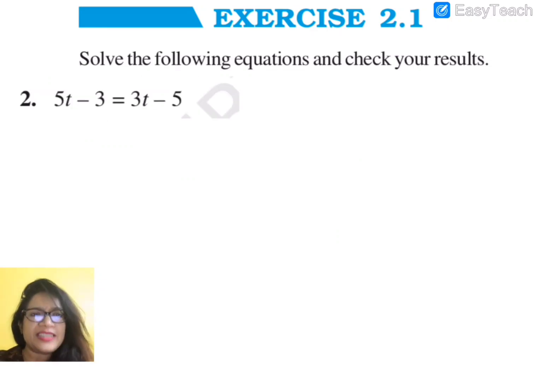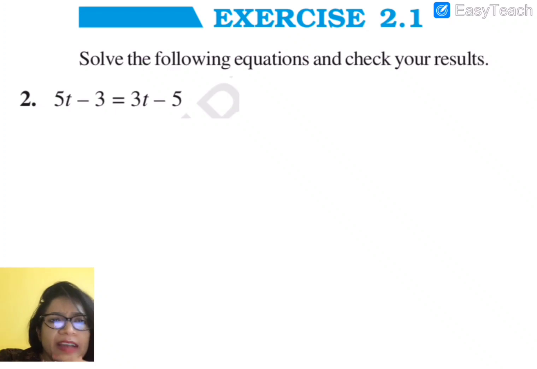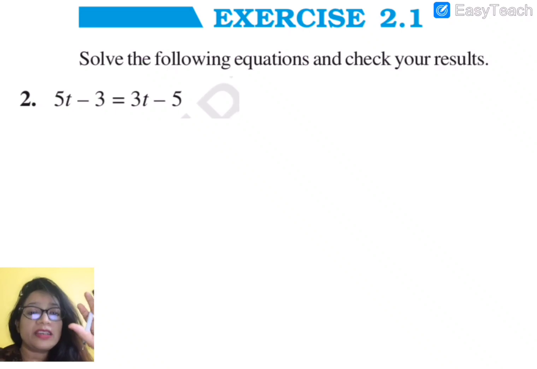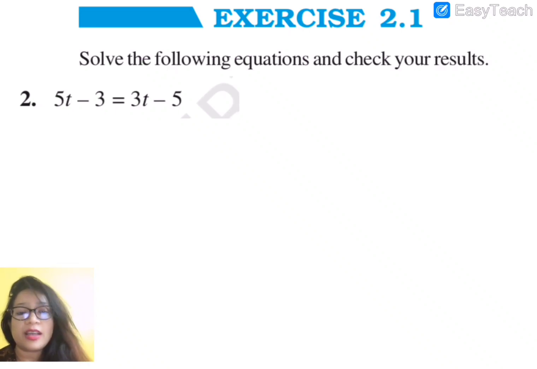Okay, the second question of the exercise. 5t minus 3 is equal to 3t minus 5. Oh, what is happening? Why has the variable changed? Okay, it's okay. You can have the variable named either x or y or z or t. It doesn't matter. It is just having one variable, that's what matters. Just do not get confused with the name of the variable. Okay. So now let's again do the same process as we have done before.